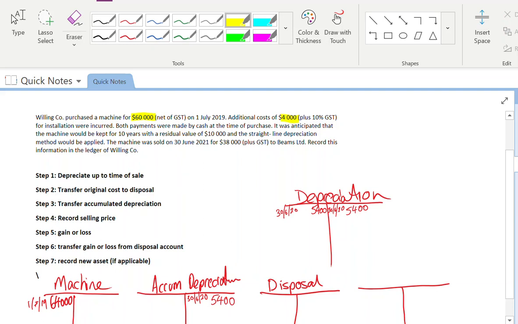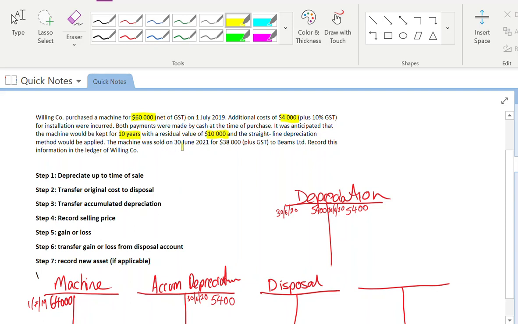If you remember, that is a capital expenditure. It means it adds to the price of the asset. We paid these by cash. It is anticipated that we will keep the machine for 10 years. This will help us in the calculation. These three figures I've highlighted, the cost, the residual value and the life, are for the calculation of the straight line depreciation.